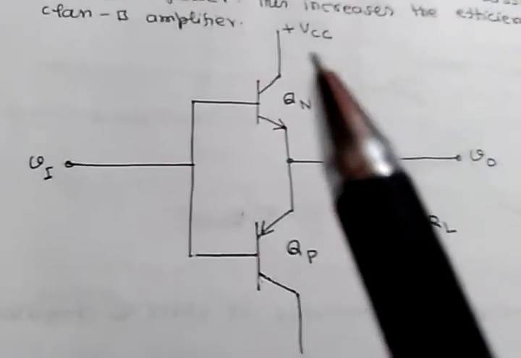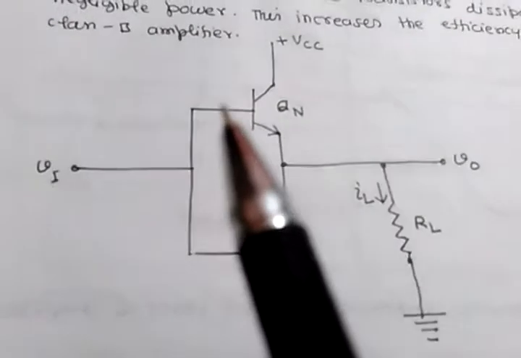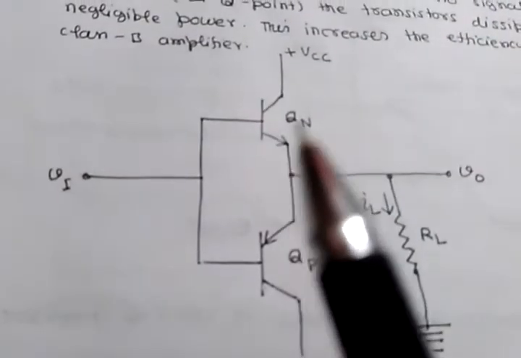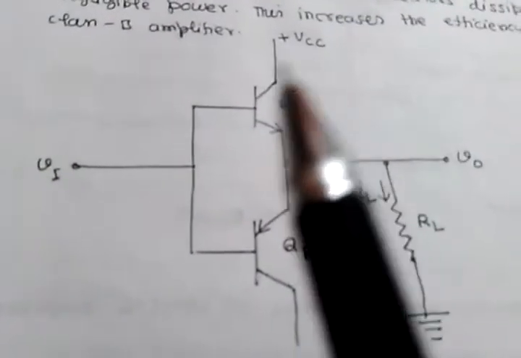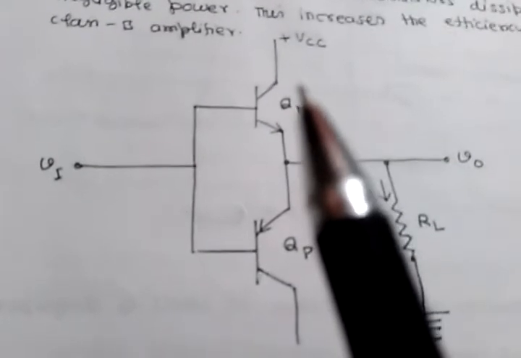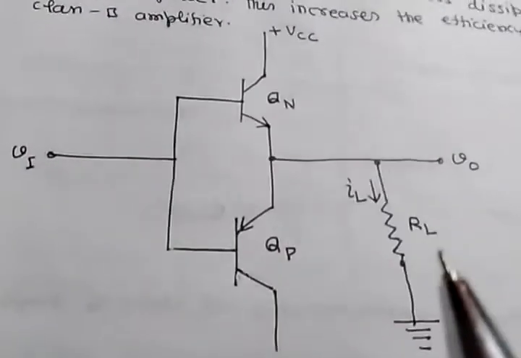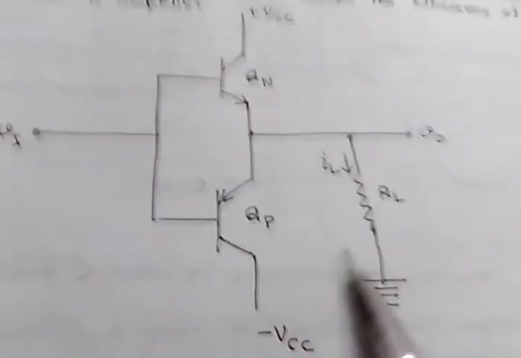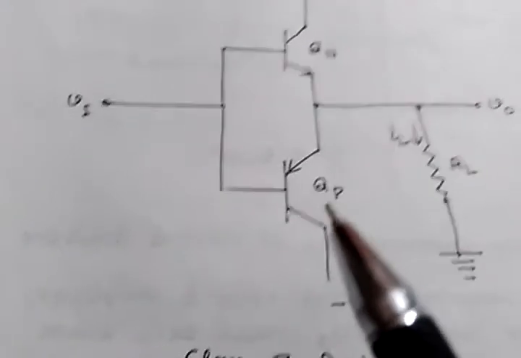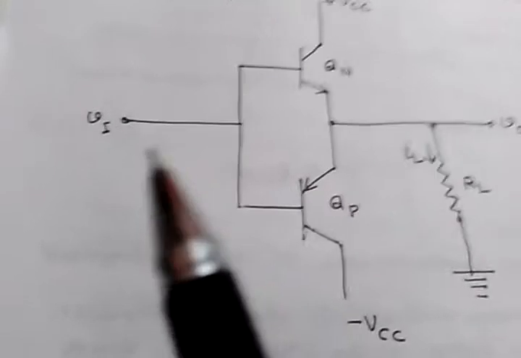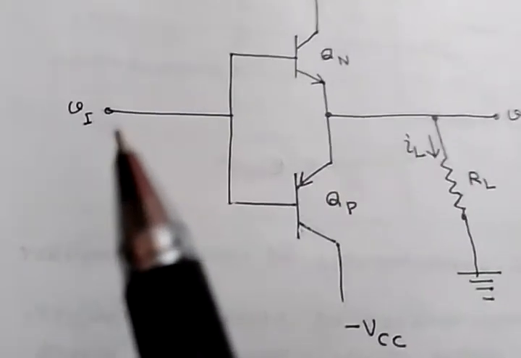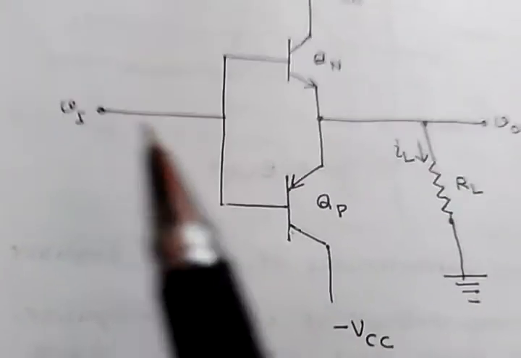For QN, collector base junction is in reverse bias and emitter base junction is in forward bias, so QN will work in the active region and a current will flow through load resistance RL. Consider the working of QP in the positive half cycle when the input voltage exceeds 0.5 volt.